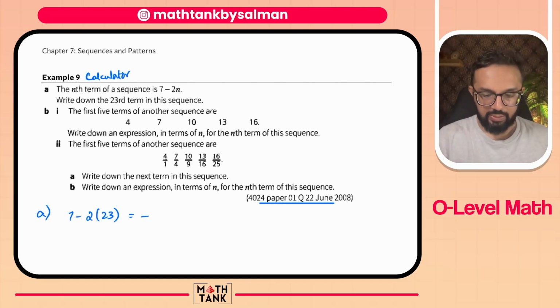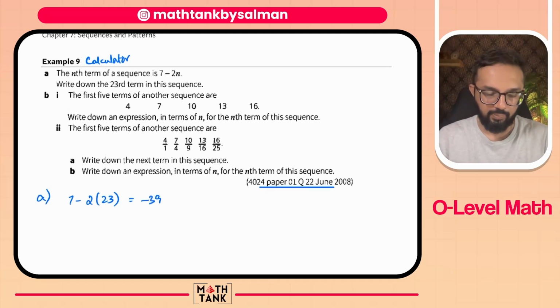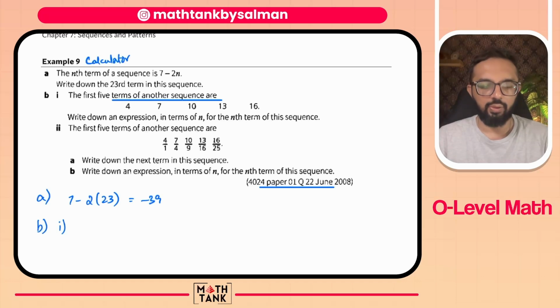So I get minus 39. Okay, then I have the first 5 terms of another sequence: 4, 7, 10, 13, and 16. Write down an expression in terms of n for the nth term of this sequence.